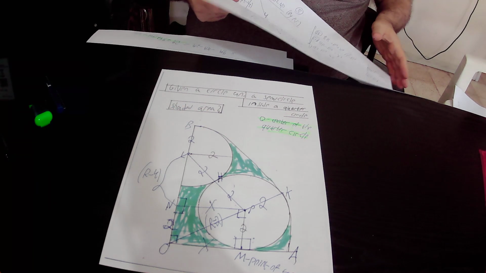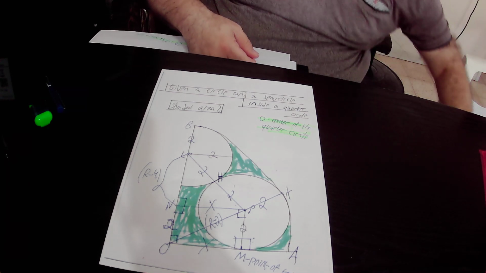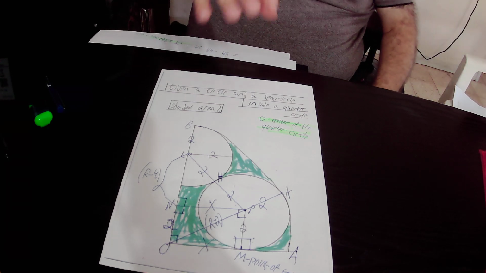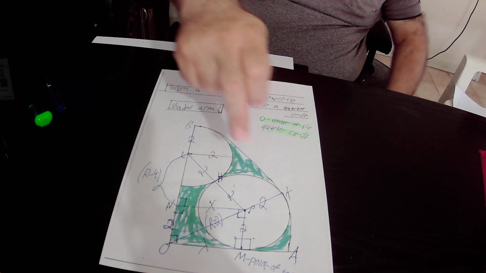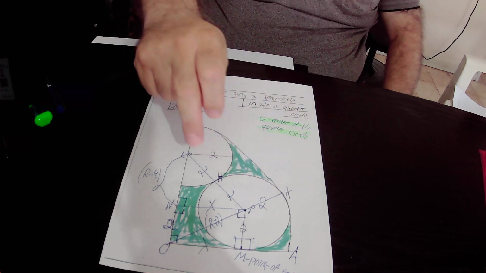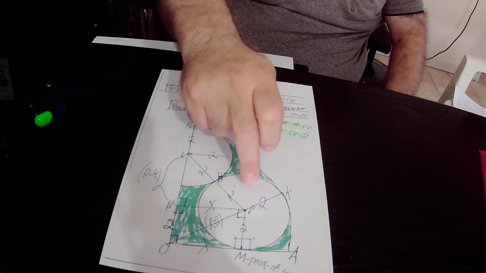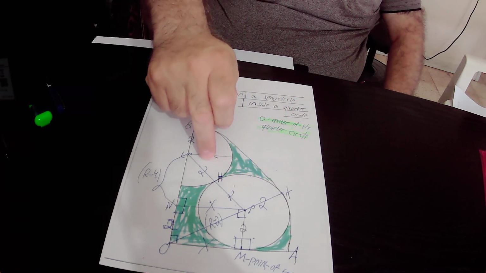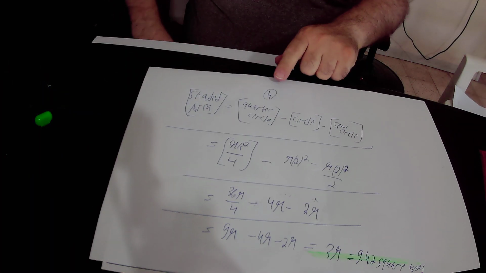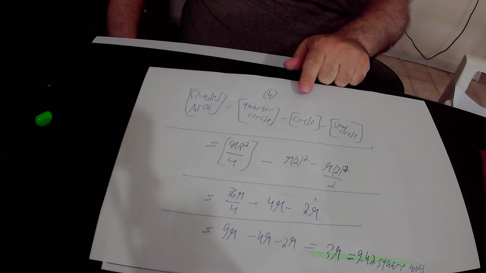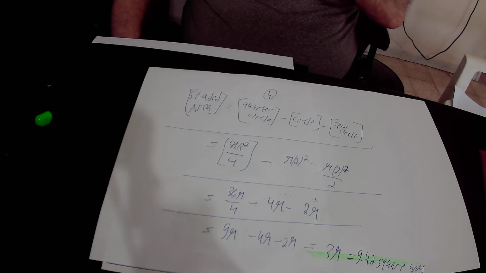Now it is very easy to find the area of the quarter circle. That is actually the area of the circle over 4. And what is the value of the shaded area? The value of the shaded area equals the area of the quarter circle minus the area of the circle minus the area of the semicircle. I'll repeat again. The shaded area equals the area of the quarter circle minus the area of the circle minus the area of the semicircle.